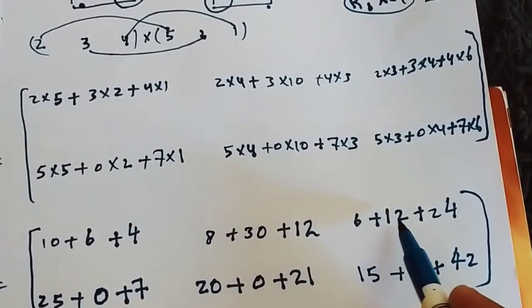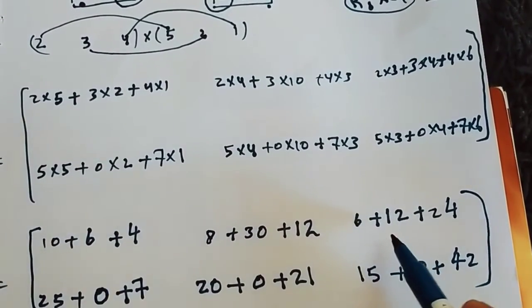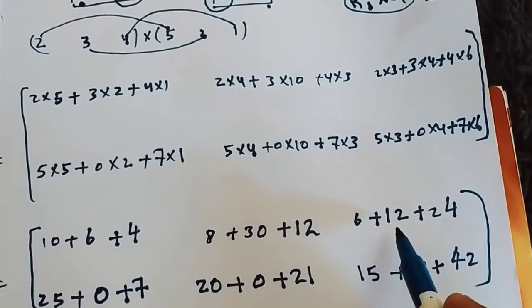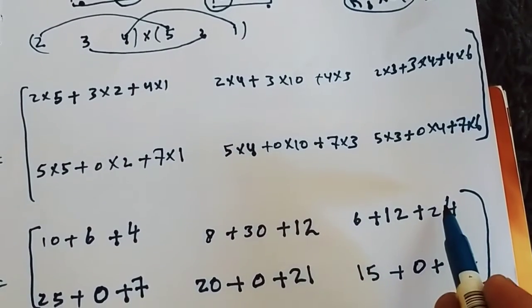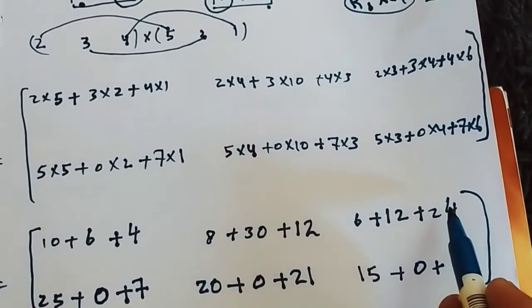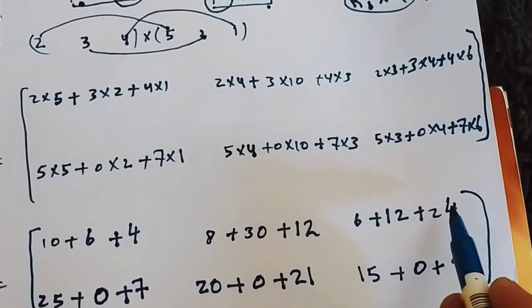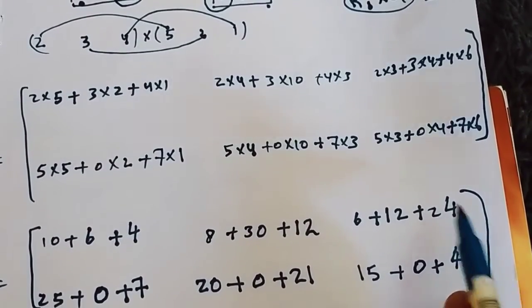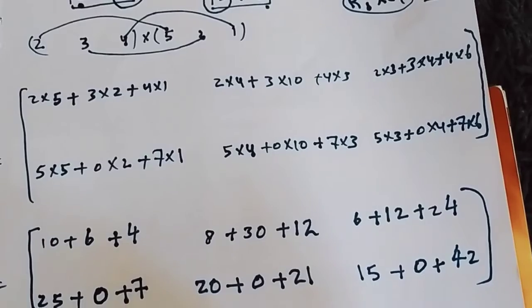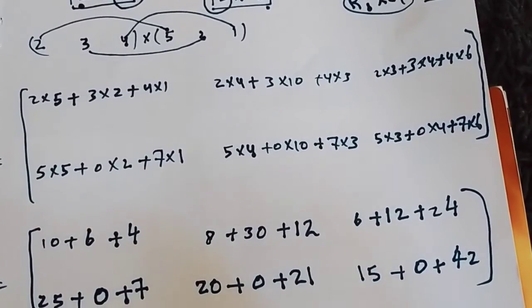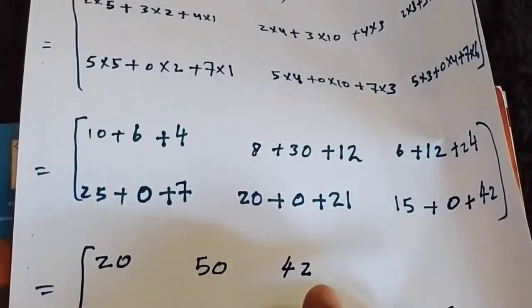Now 6 plus 12 equal 18. 18 plus 24 equal 42. Okay, so mental addition you can do.